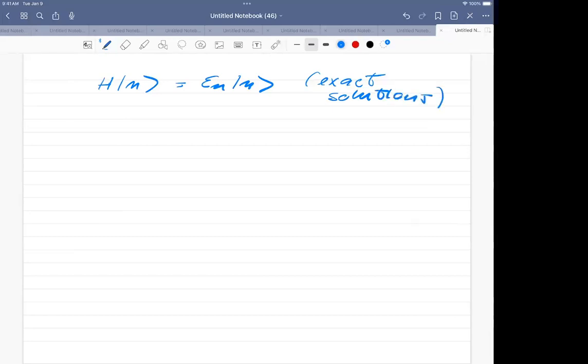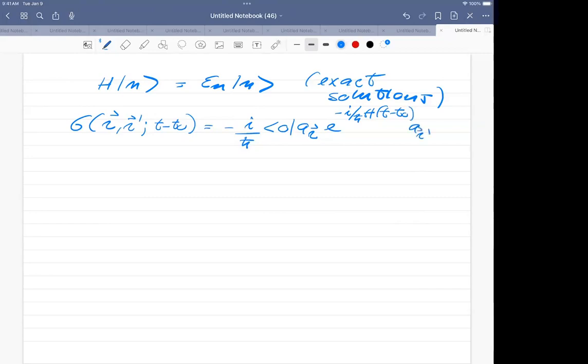What I'm going to use now is a formalism which involves second quantization. So I have an R prime, and then t minus t0. This is going to be equal to minus i divided by h bar, and now I'm looking at the state in the true vacuum. So this has an R, and then we have e to the minus i divided by h bar of H times t minus t0. Then I have my a of R dagger acting on the vacuum state.